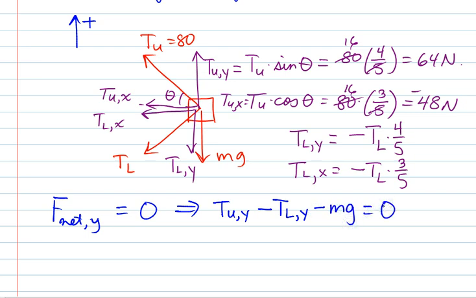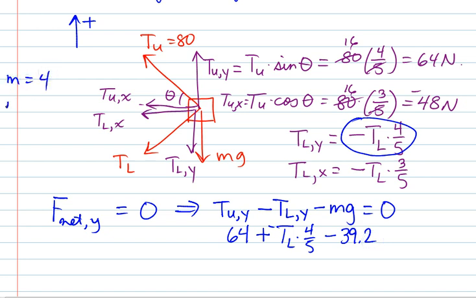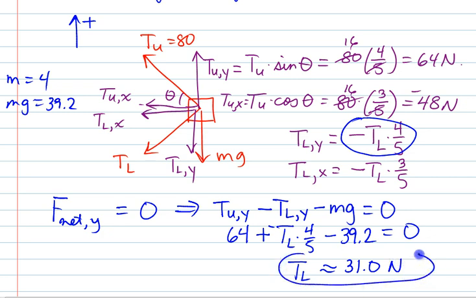Okay, and so T upper y is 64, and T lower y is basically going to be T lower times 4/5. Technically it'd be plus a negative because we have a negative here, but that's okay. And then mg is going to be, I believe, 39.2 because the mass is 4, so mg would be 4 times 9.8. So that's equal to 0. And if you calculate everything out, you will get T lower is about 31 newtons, pretty close to 31. So that's actually our answer for part A.